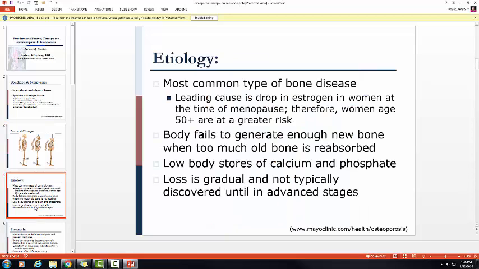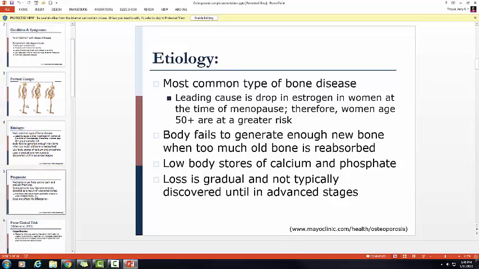Etiology, this is the cause. What causes this condition to happen? And again, bullet points kind of go through and tell me what's going on with this cause. And make sure that it's cited as far as where you found that information.